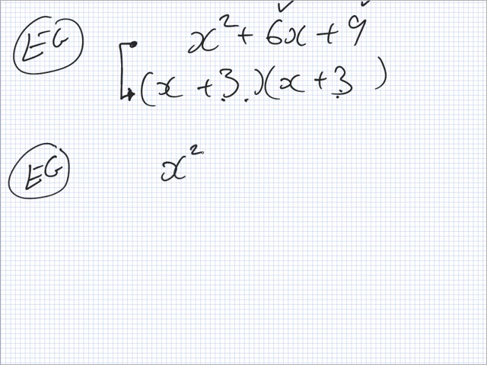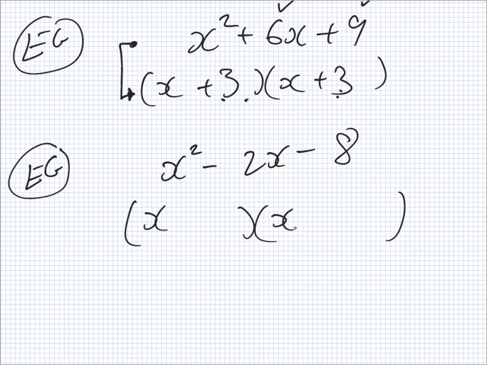Okay, let's look at one that's a little bit harder: x squared minus 2x minus 8. Now the reason this one is harder is because of the minus. So we need two numbers that multiply to make minus 8. The only possible way is if one of them is a plus and one of them is a minus. And they have to add to make minus 2, so it has to be 4 here and 2 here, because minus 4 and plus 2 makes minus 2. Okay, let's have a look at another one here.